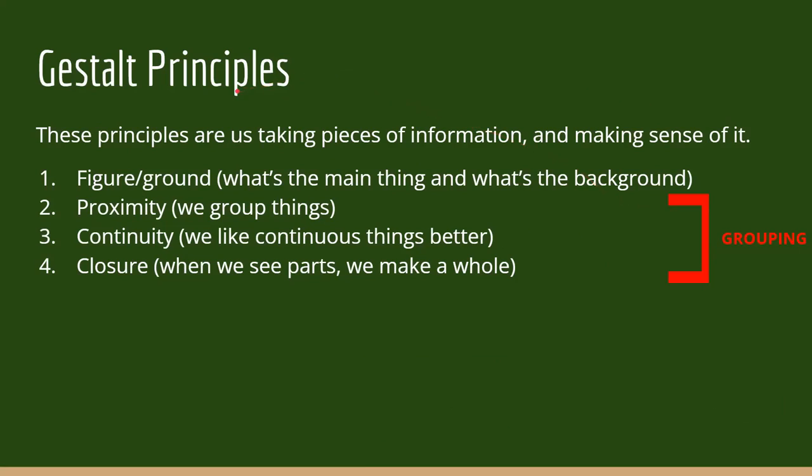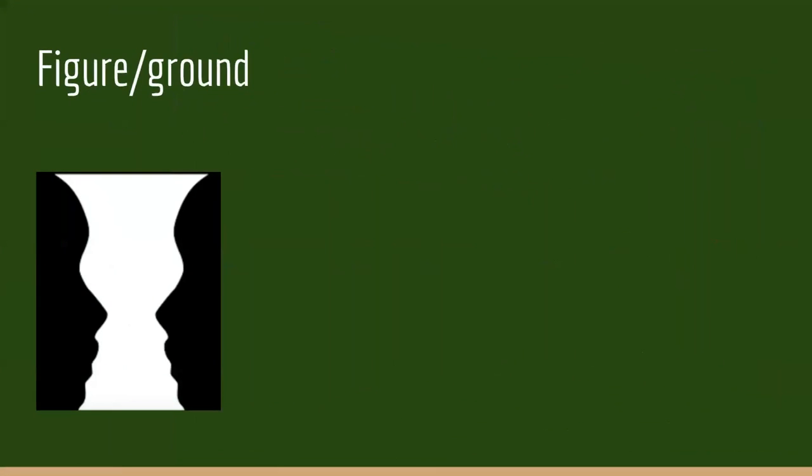Well, these are the 4 that you need to know. There's also other ones, like similarity, when we look at things that are similar, but we're just going to talk about these. So figure ground: what's the main thing and what's the background? Proximity is we group things that are close to each other. Continuity is we like continuous things better. And closure is when we see parts, we make it a whole. 2, 3, and 4 are grouping principles.